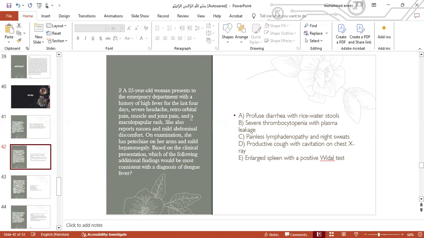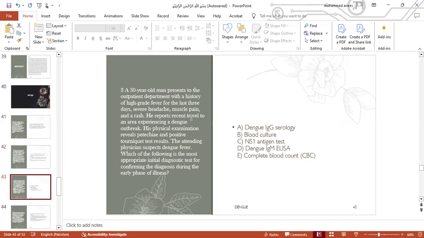A is profuse diarrhea with rice water stools. B is severe thrombocytopenia with plasma leakage. C is painless lymphadenopathy and night sweats. D is productive cough with cavitation on chest x-ray. And E is enlarged spleen with a positive Widal test. B. Yes, B is the correct answer.